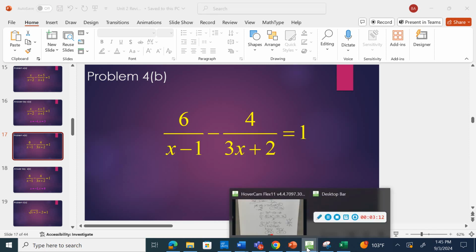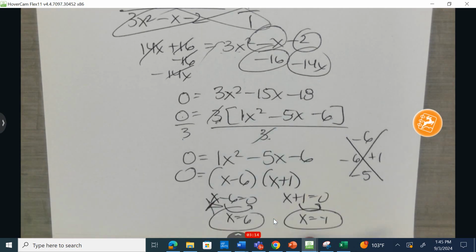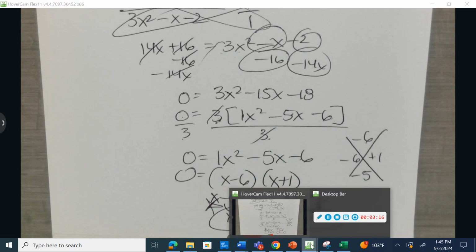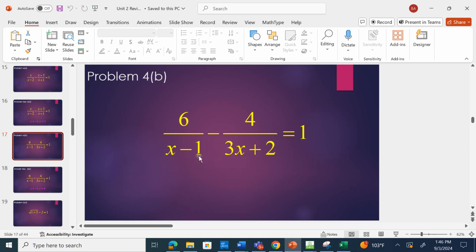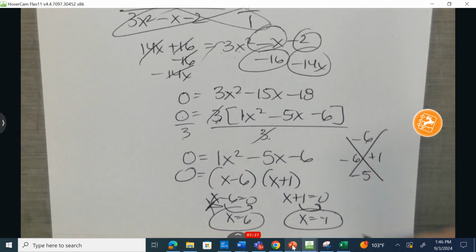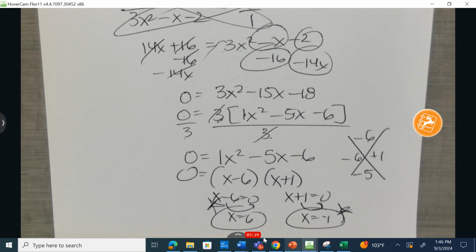I'm going to come back here and verify this works. Let's try negative 1. Negative 1 minus 1 is negative 2. And 3 times negative 1 is negative 3. Negative 3 plus 2, that's not 0 either. That means for this particular problem, both 6 and negative 1 are solutions.